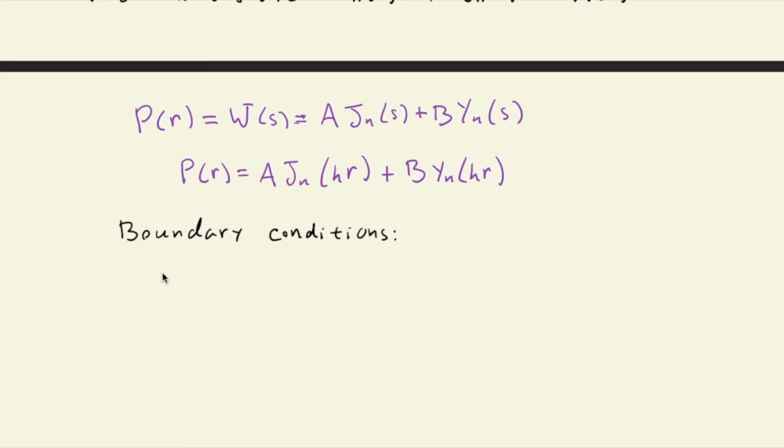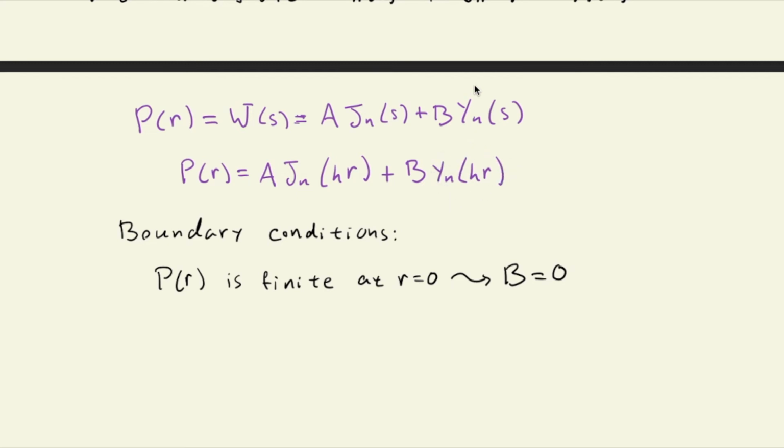So first, we have this condition that P of R is finite at R equals 0. Right? By this I mean that P cannot go to infinity when R approaches 0. And this forces the constant B to be 0. Because, what I would recommend is you look up Bessel functions on Wikipedia, and you can look at the graph of these Bessel functions of the second kind.